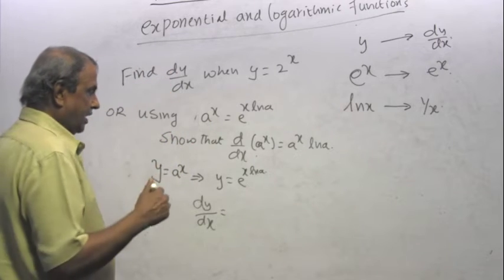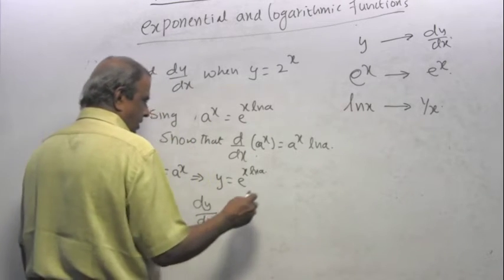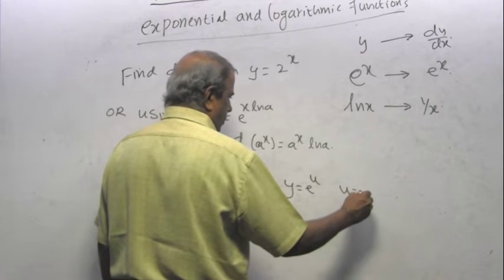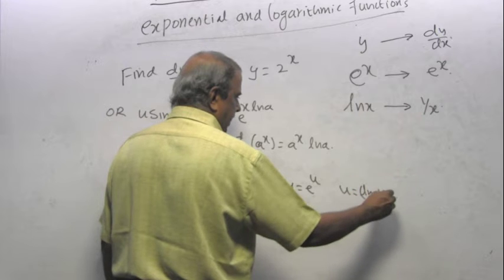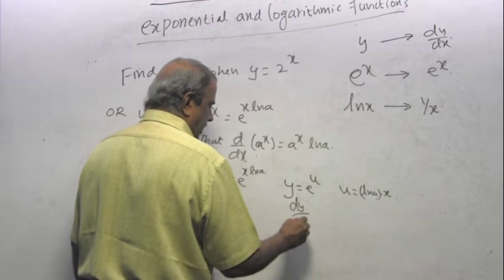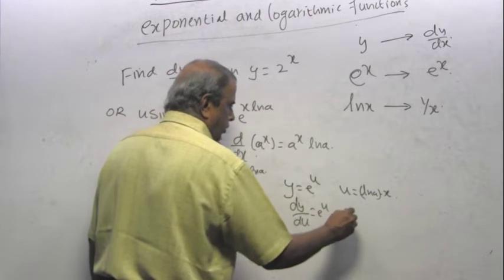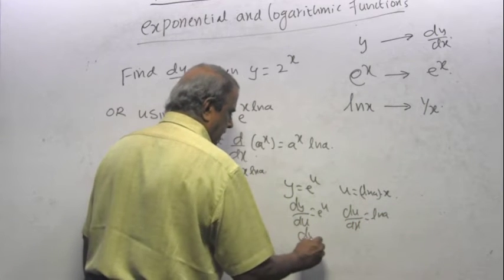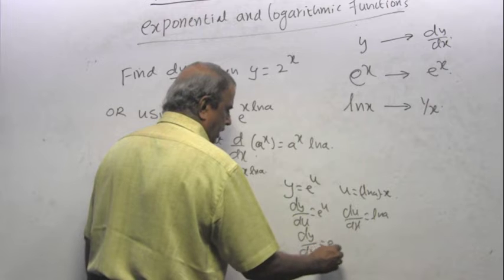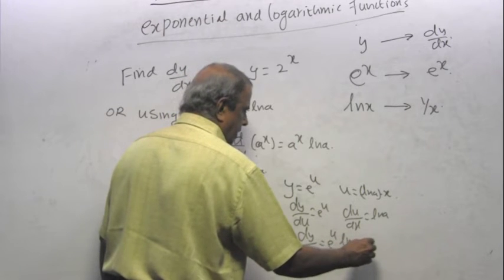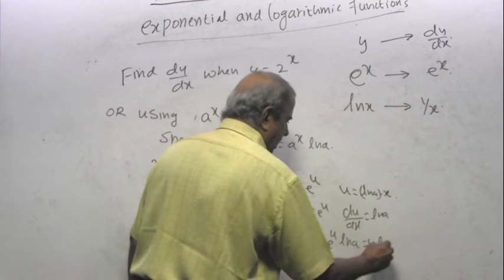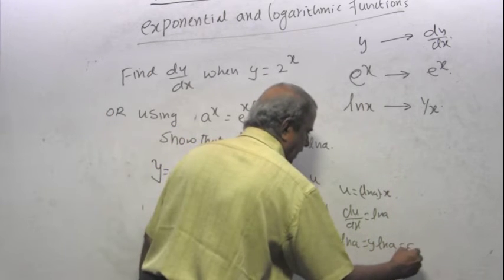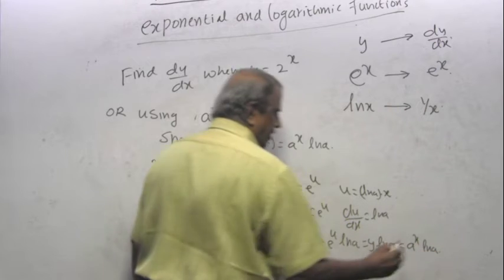Onion rule. If you don't like onion rule, I'll show you. So y is equal to e power u, where u equals ln a times x. dy by du is e power u, du by dx is ln a. So dy by dx is equal to e power u ln a. But what is e power u? y. So y ln a. But what is y? a power x. So a power x ln a. That is how you prove it.